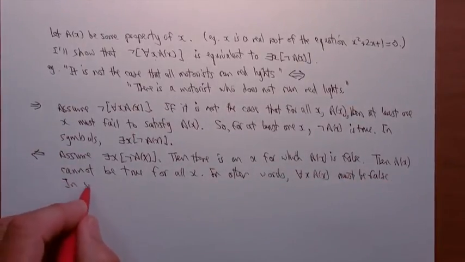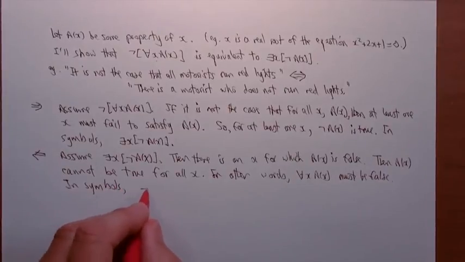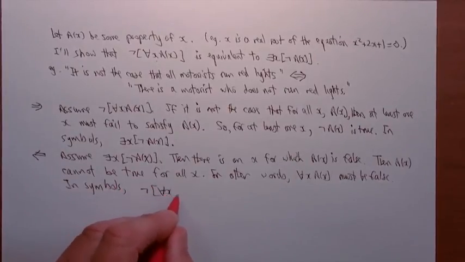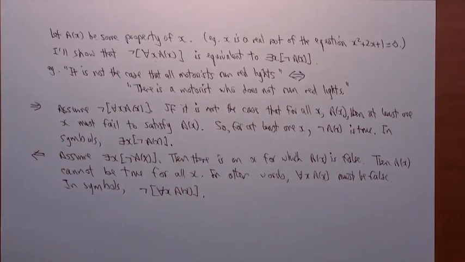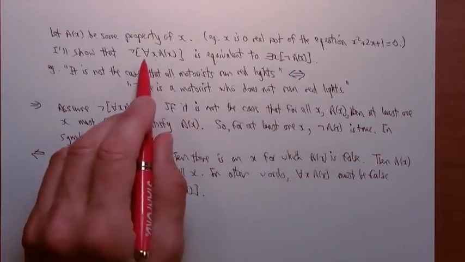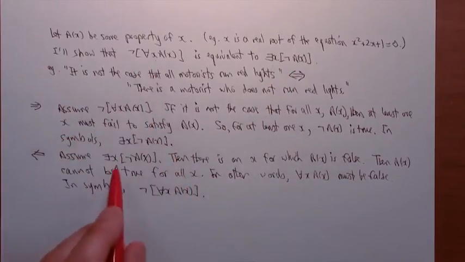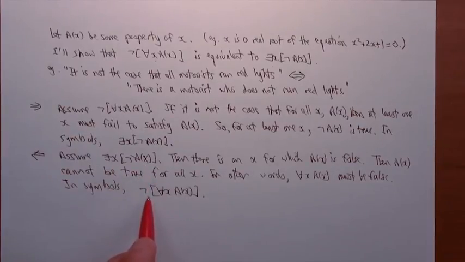Expressing that in symbols, it's not the case that for all x, A of x. And now I've proved the second implication from exists x not A of x to not for all x A of x. Assume exists x not A of x, conclude not for all x A of x.